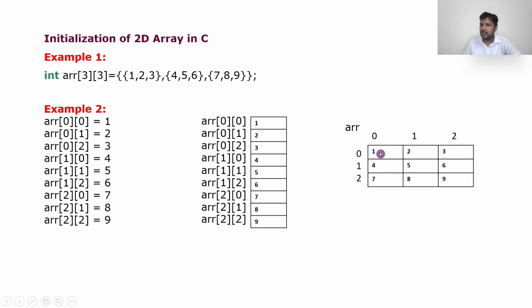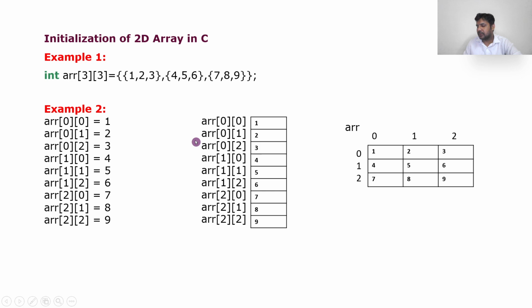See, 0 0 is 1, 0 1 is 2, 0 2 is 3, 1 0 is 4, 1 1 is 5, 1 2 is 6, 2 0 is 7, 2 1 is 8, 2 2 is 9. So actually it will store like this, but we represent it like this. So how we are representing it, let us see.